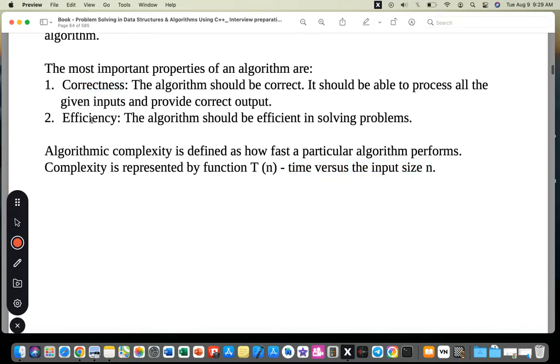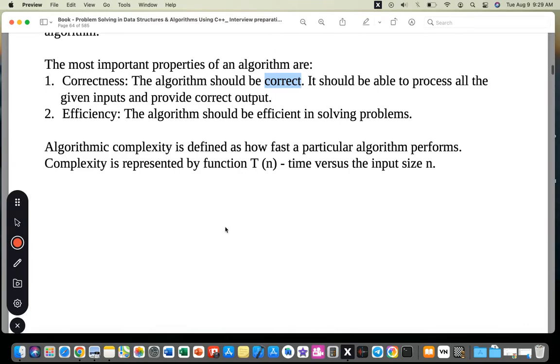Correctness, efficiency, complexity. Speed. Efficiency is related to speed. Efficiency is related to complexity. The simpler is the faster. Correctness: it always should be correct, always should be accurate. It should be able to process all the given input to provide the correct output.